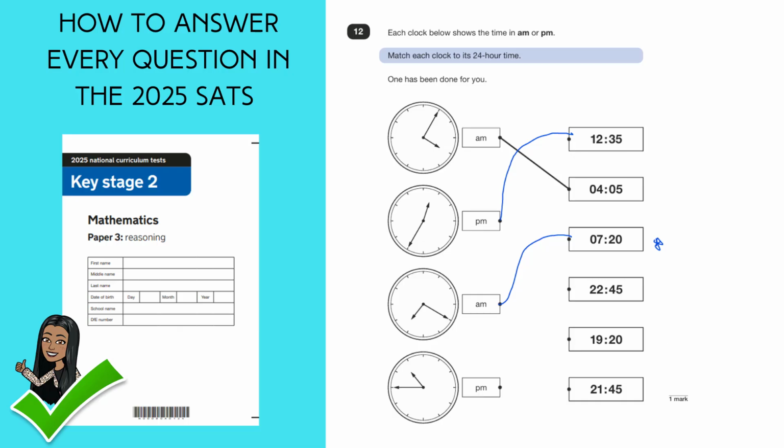And if we look at our last clock, we can see the hour hand is between 10 and 11, but it's not at 11 o'clock yet, so it is still 10, and the minutes are 45. So this is 10:45. It's PM. So 10:45 PM, we just add 12 to the 10. So 10 plus 12 is 22. 10:45 in the 24-hour clock in the PM is 22:45.